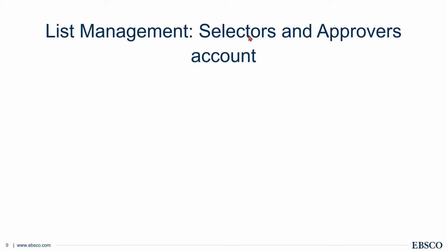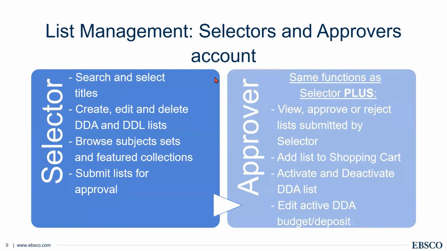And as I mentioned, I don't know which type of account you are using in your institution. So let me just briefly explain the differences. As I mentioned, there are two: selectors and approver. The selector has a lower permission. This kind of account can easily search and select the titles either individually or in collections. This person can create a DDA list, of course, he can have his own search profiles, etc.